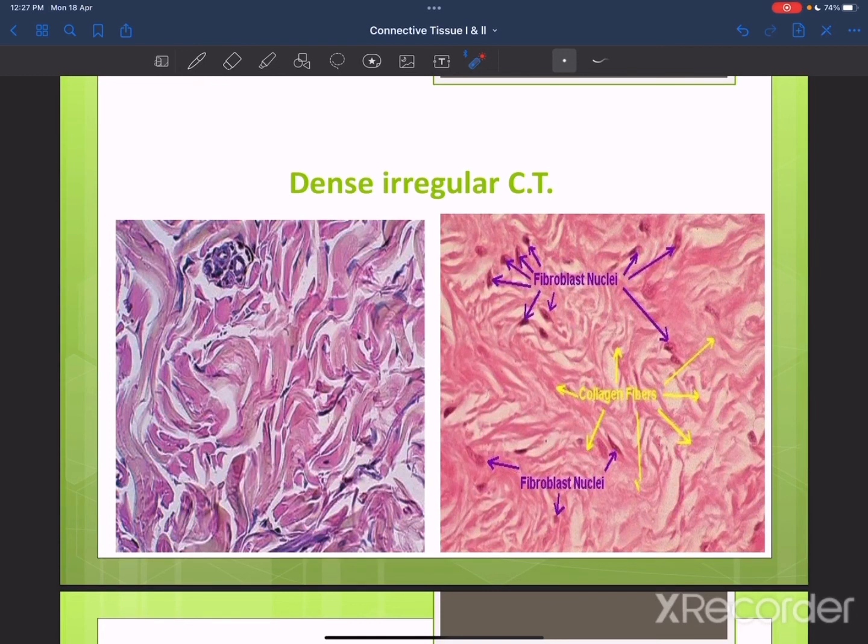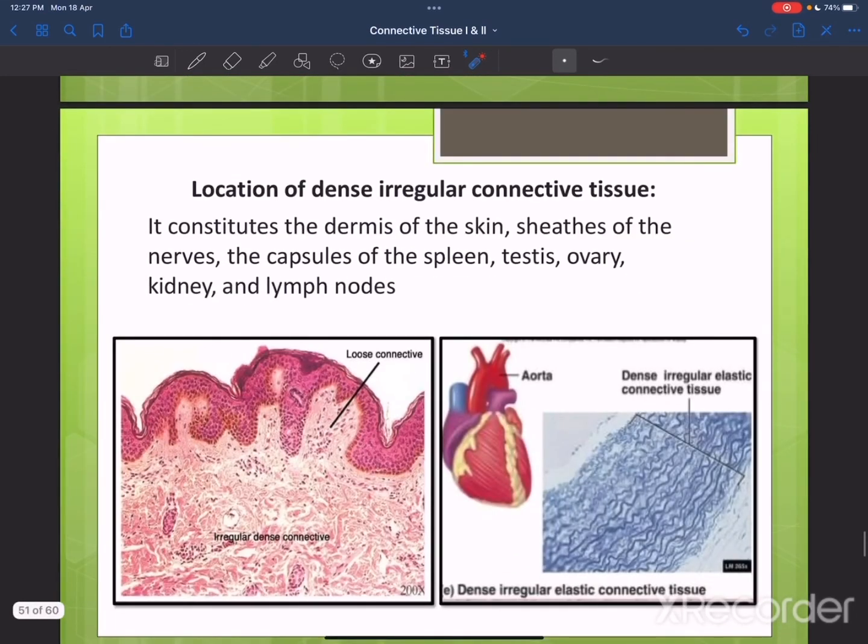Regarding the location of the dense irregular connective tissue, it varies from organ to organ. So two examples. It constitutes the dermis of the skin again. Dense irregular again forms sheaths of the nerves, capsules of the spleen, testes, ovaries, kidney, and lymph nodes.